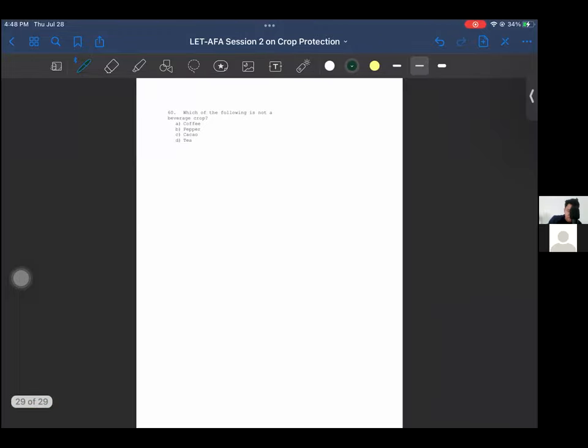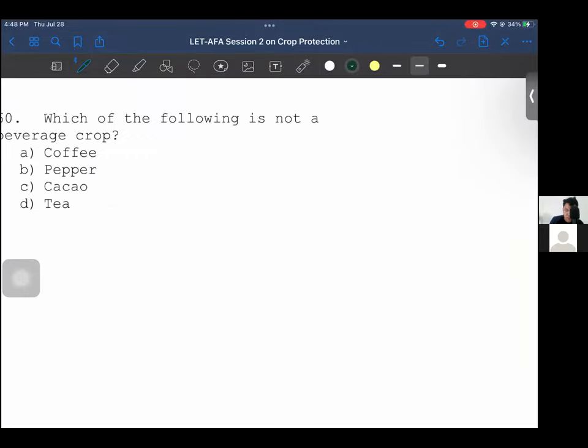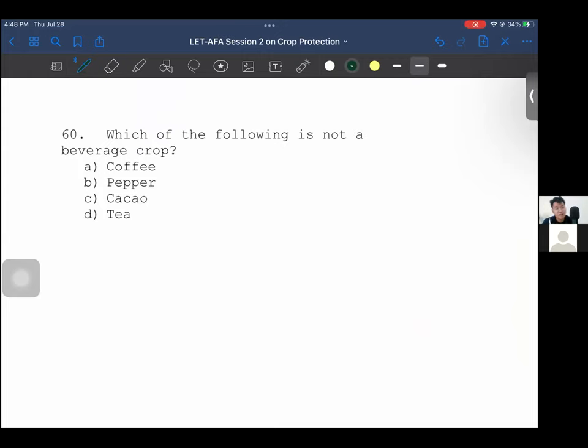Alright. And lastly, which of the following is not a beverage crop? So, titingnan mo yung choices. Alin dyan ang hindi natin umiinom? Obviously, pepper. Hindi siya isang beverage crop because they are consumed specifically for condiments. So, meron tayong mga tinatawag na condiment crops. So, pepper, katulad ng calamansi, pepper, yung mga yan, or spices. Ang coffee, cacao, and tea, they are all beverage crops.